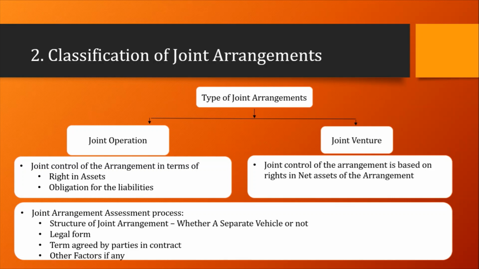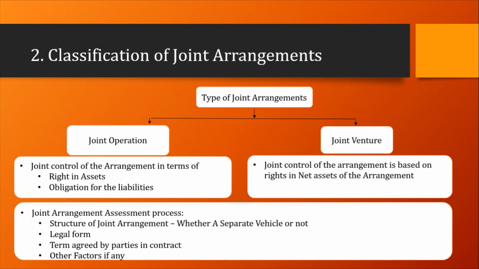How can we decide what are the things we have to test to bifurcate whether this is joint operations or whether it's a joint venture? First of all, if this joint arrangement is not structured through a separate vehicle, not in the form of a company or an LLP, then it is directly a joint operation. If it is structured through a separate vehicle, then we have to do some tests.